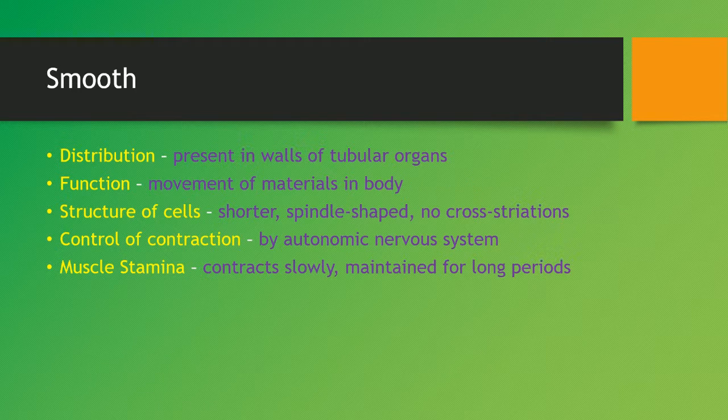In smooth muscle, the distribution is that it is present in the walls of tubular organs. The function of it is to move materials in the body, and the structure of the cells is that they're shorter, spindle shaped, with no cross striations. The control of their contractions is by the autonomic nervous system. Muscle stamina is that it contracts slowly and is maintained for long periods.